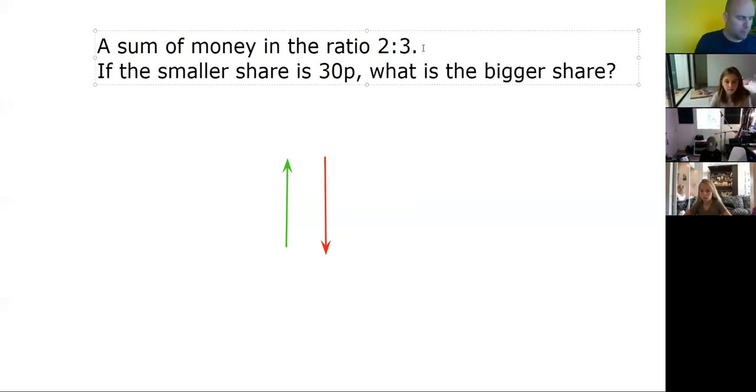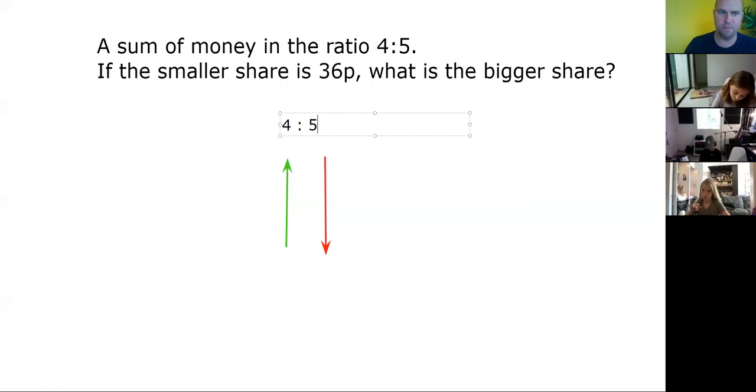Right, let's have a look. The sum of money in the ratio 4 to 5. If the smaller share is 36p, what is the bigger share? Okay, this is 36. 36p. Sky, with me? Yep. That would be 9 if you did 36 divided by 4. Yeah, so give the answer 9.